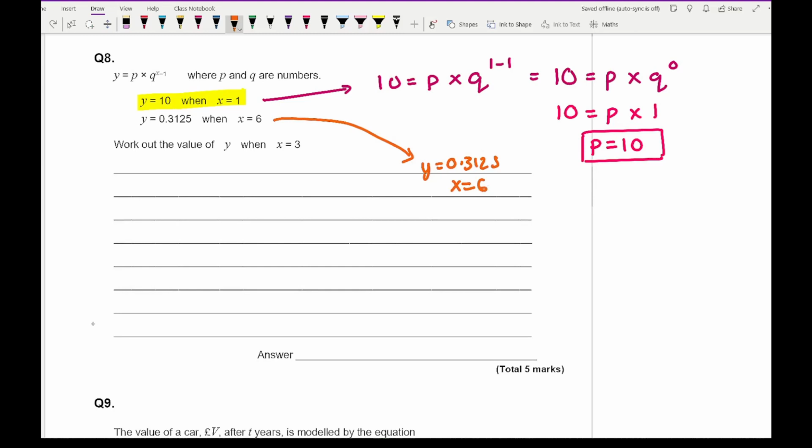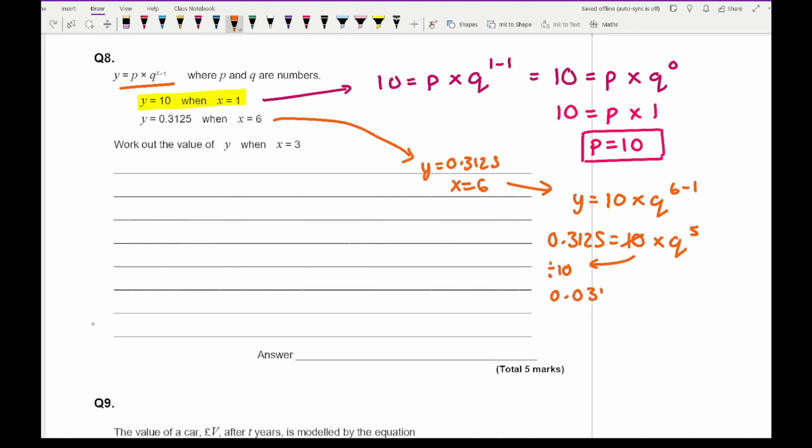Then using the second bit of information we know, so here we've got y equals 0.3125 and x equals 6. So substituting those numbers in, knowing that p equals 10, we've got y equals 10 times q, which we don't know, to the power of 6 take away 1. Now y is 0.3125, so I can substitute that in, and I've got q to the power of 5. So then simplifying this to find out what q is, I'm going to divide by 10. So I get 0.03125, and that equals q to the power of 5.